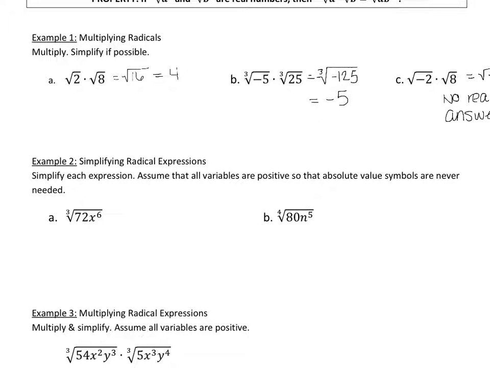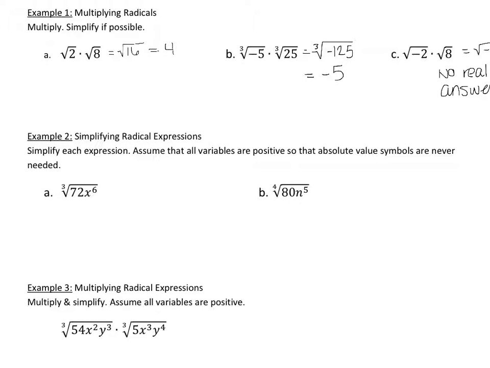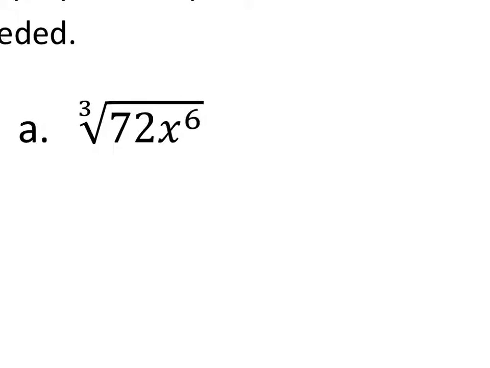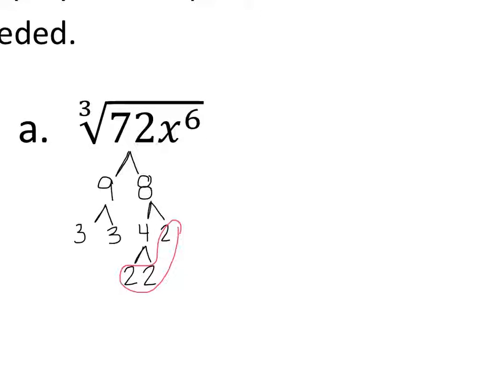Okay, it says simplify each expression. Assume that all variables are positive. So that means you don't ever need absolute value symbols, because we're assuming everything's positive. We need to break down 72 because it's not a perfect cube. What can we break that down into? 9 and 8. So that's 3 and 3, and 2 and 2. We're looking for sets of how many? 3. So we have a set of 2s, and then we have our 3 times 3 left over.